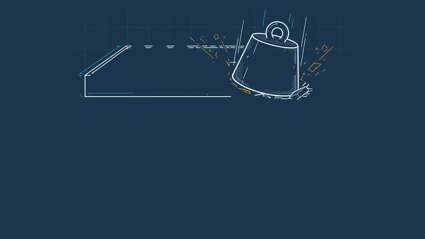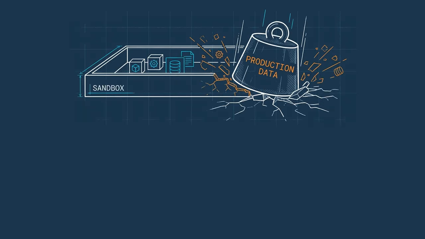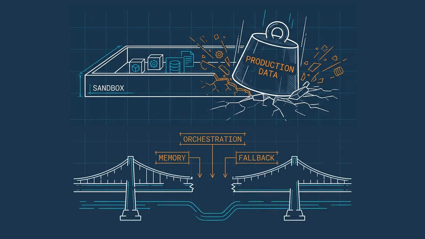Organizations run AI agent pilots in clean sandbox environments, then push toward production systems with real data volumes, approval chains, and compliance requirements, and the agentic AI architecture collapses. The failure isn't the LLM, it's the orchestration layer, the memory design, and the missing fallback logic around human-in-the-loop handoffs.